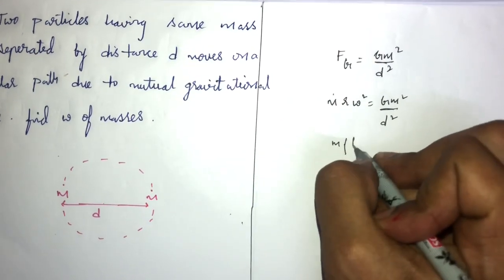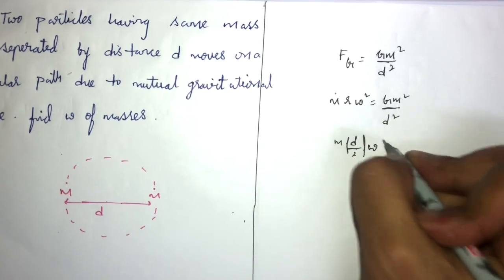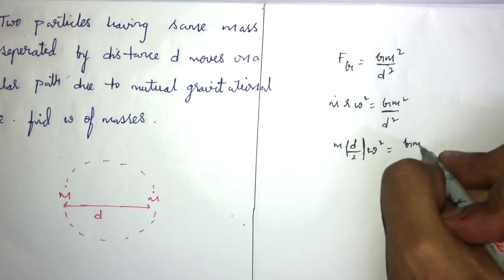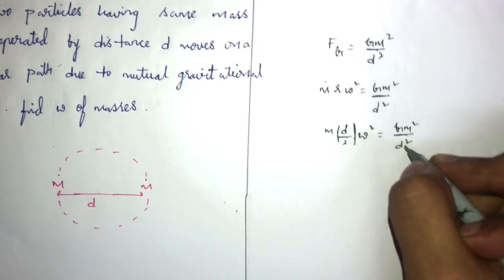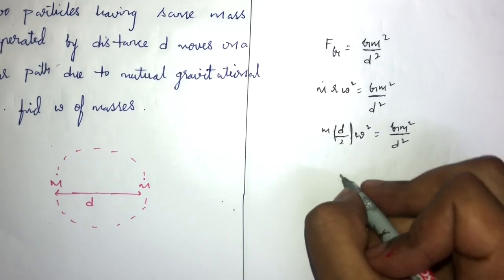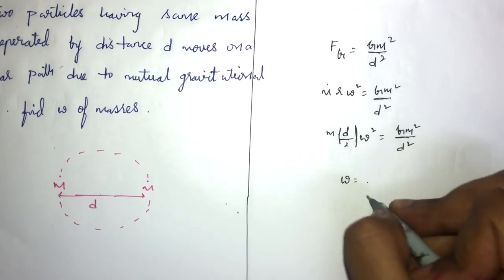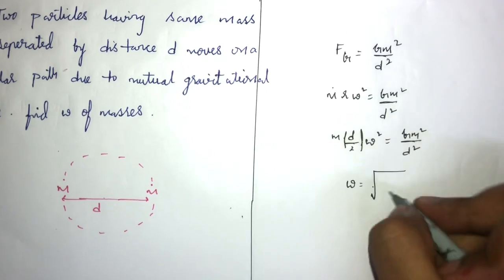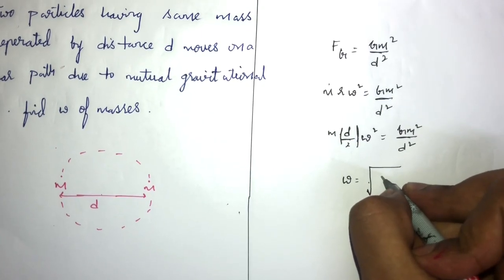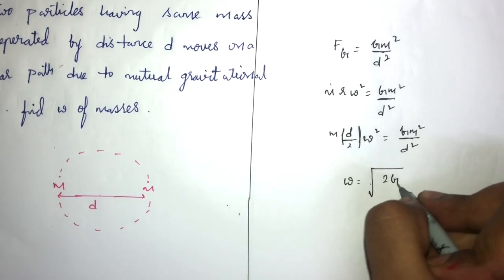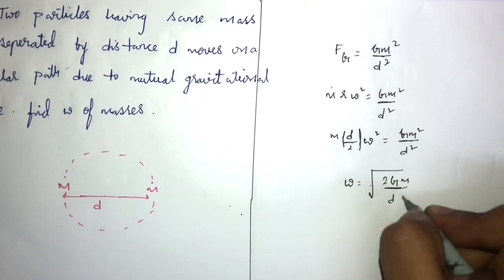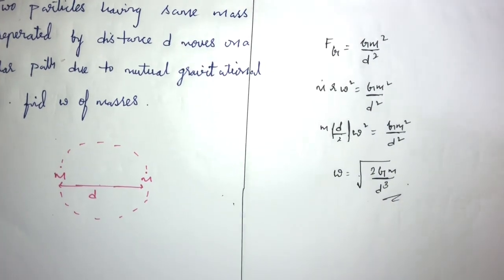So m d by 2 omega square is equal to GM square by d square, where finally the value of omega will be equal to under root of 2GM by d cube. That's it, simple.